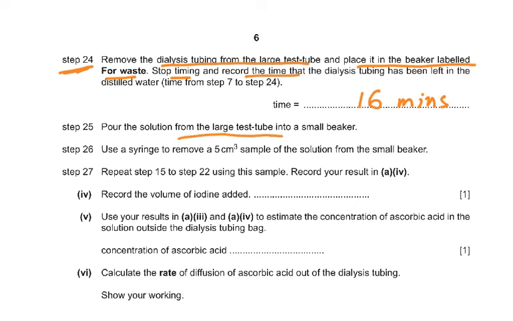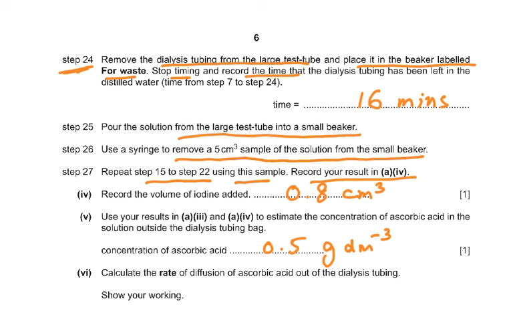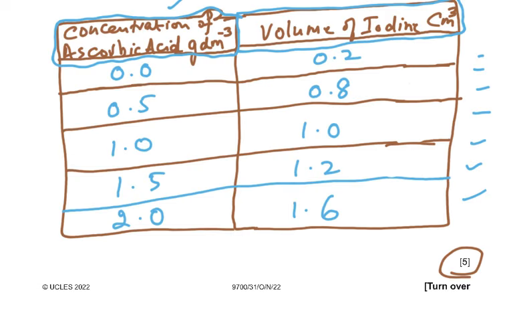Pour the solution from the large test tube into a small beaker. Use a syringe to remove a 5 cm^3 sample of the solution from the small beaker. Then repeat step 15 to step 22 using this sample. Record your results in A4. Record the volume of iodine added. Now this could be anything. It's not fixed, you could come up with anything. Now record the volume. Say it was 0.8. Now if you look at this one, 0.8 is 0.5. So if it's 1.0, then 1. But there was no one answer.